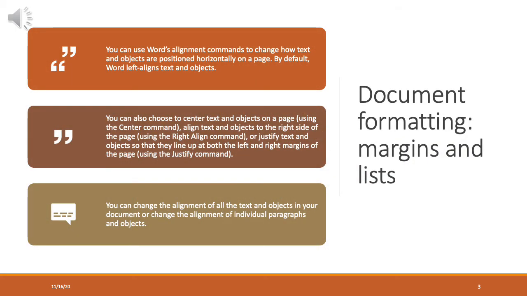This is where you learn how to control exactly how your Word document looks. You know this. You can use Word alignment commands to change how text and objects are positioned: align center, align right, align left, or justify.